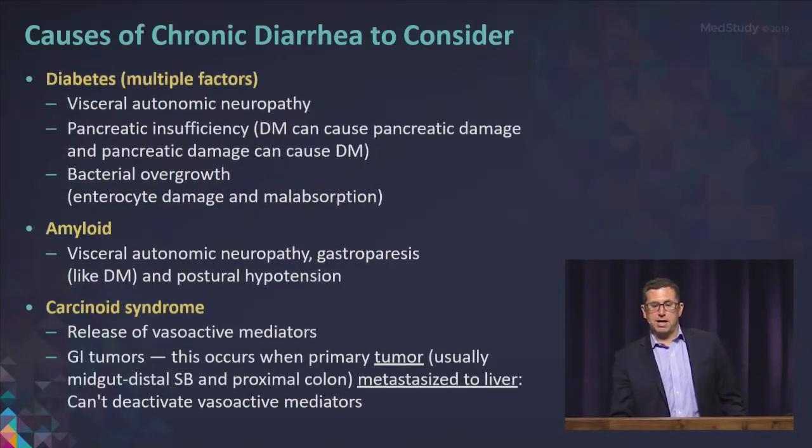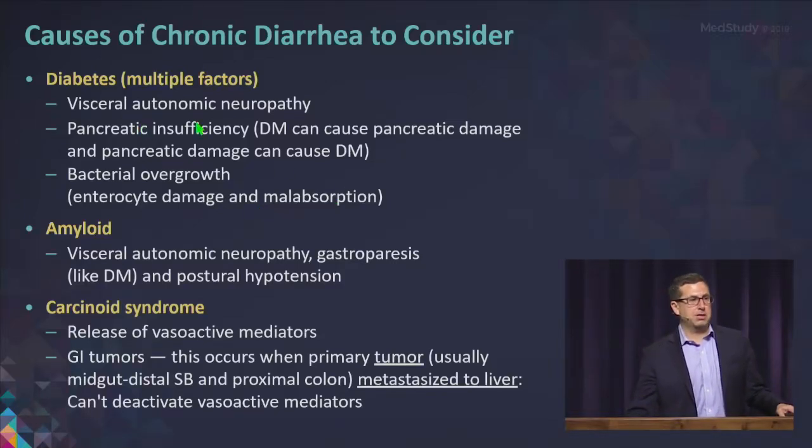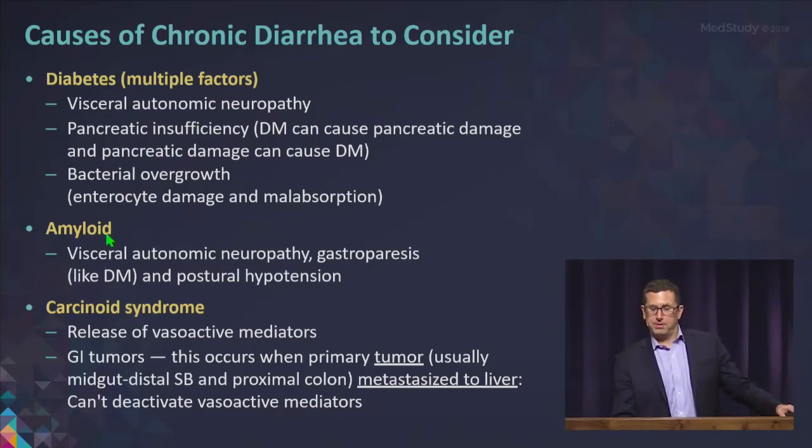Diabetes is associated with diarrhea, generally because of visceral autonomic neuropathy. So just the way the bowel is innervated can lead to changes in motility, which may be associated with diarrhea. On the other hand, you can get pancreatic insufficiency in the setting of diabetes, which could lead to malabsorption and diarrhea. So remember, diabetes can cause pancreatic damage, but pancreatic damage could also cause diabetes. So it can work both ways. Diabetes is also associated with bacterial overgrowth, which could lead to enterocyte damage and malabsorption. These are the ways that diabetes could be associated with diarrhea or loose stool.